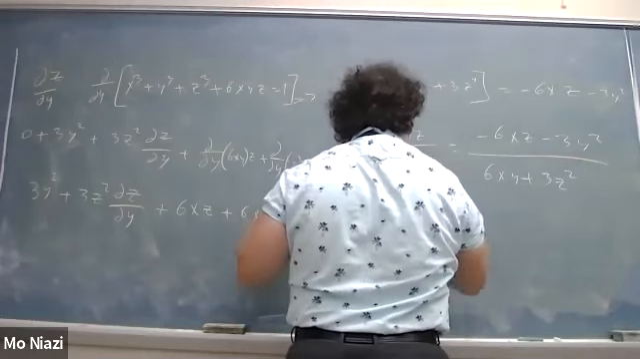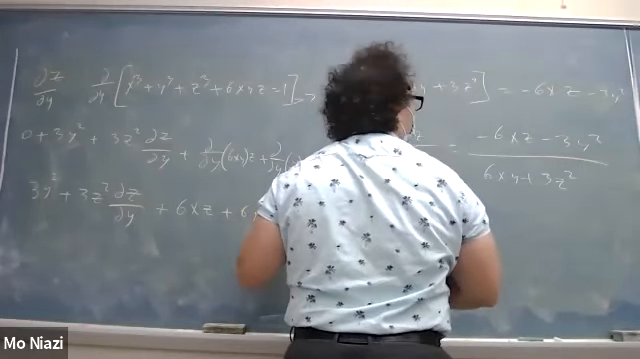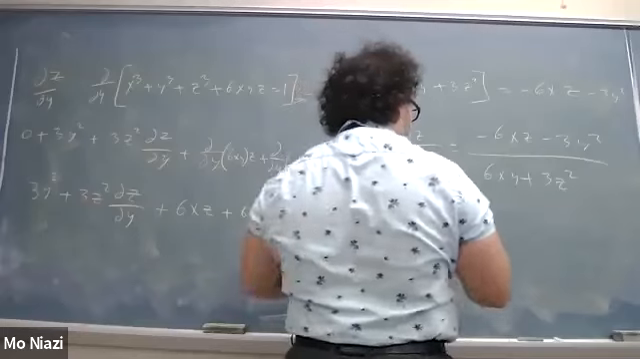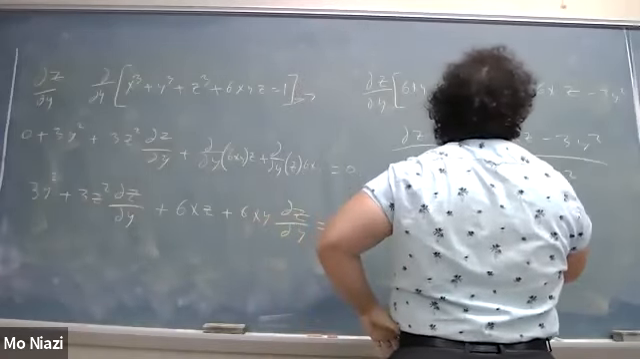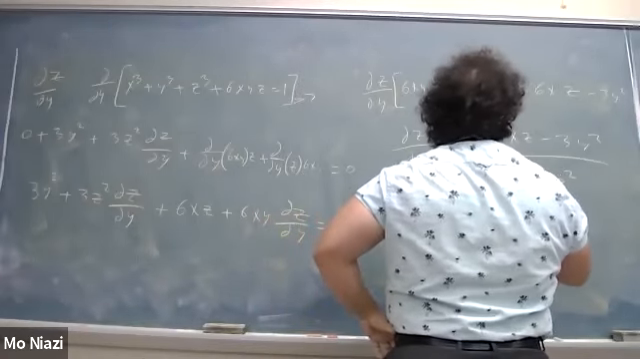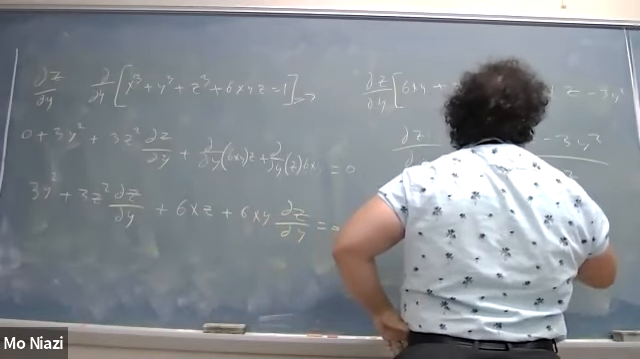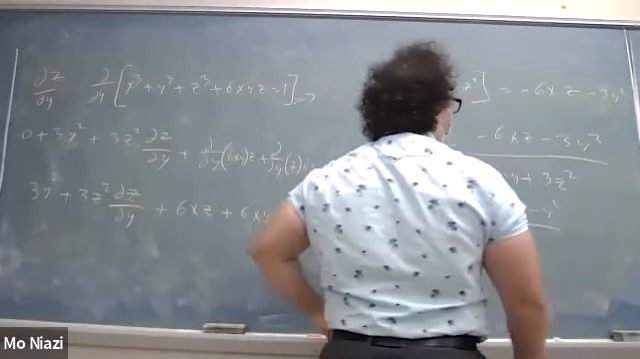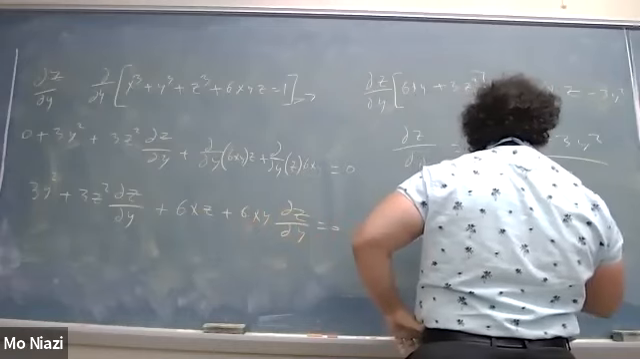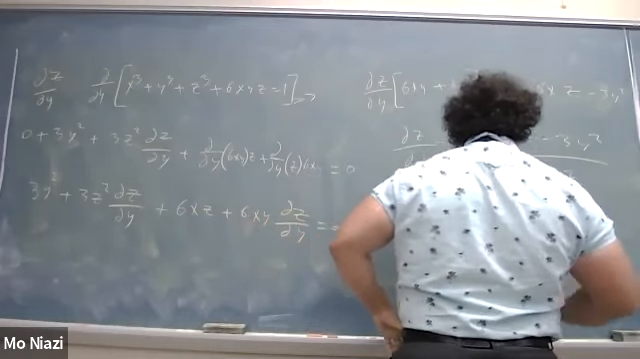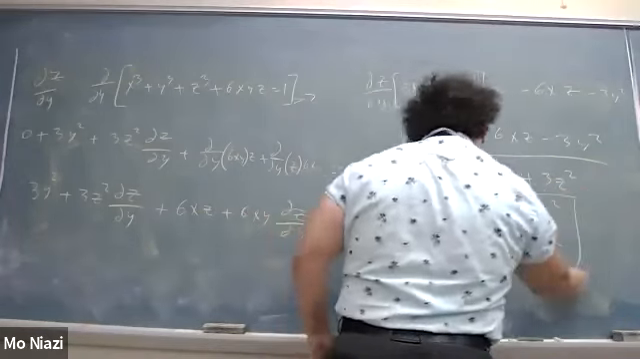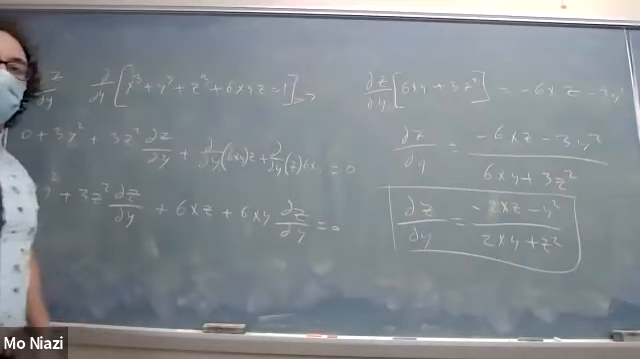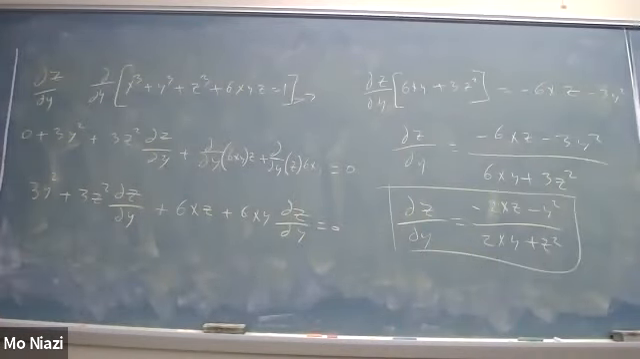Again, we may factor out a 3 from the numerator and denominator. So I get negative 2xz minus y squared over 2xy plus z squared. Implicit differentiation in multiple variables.